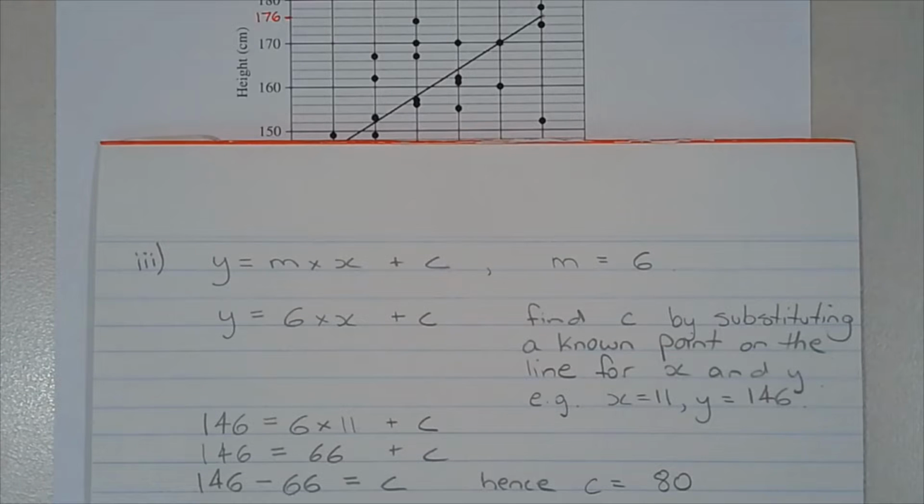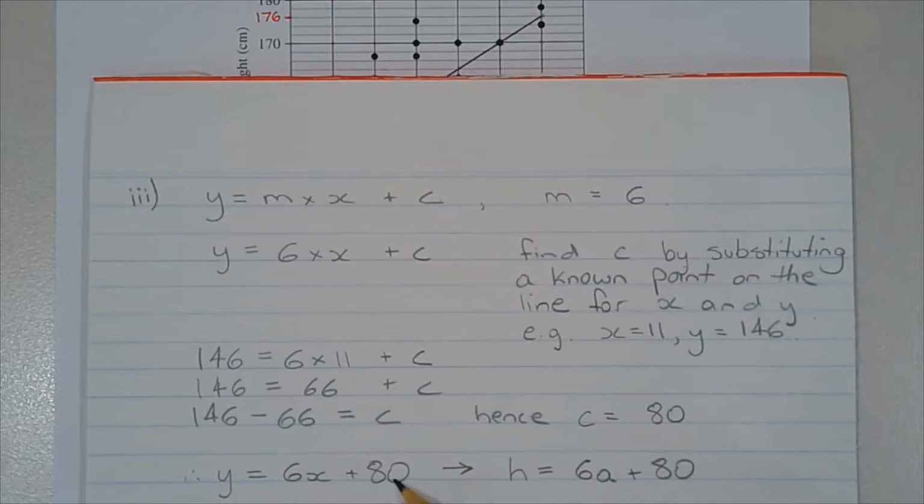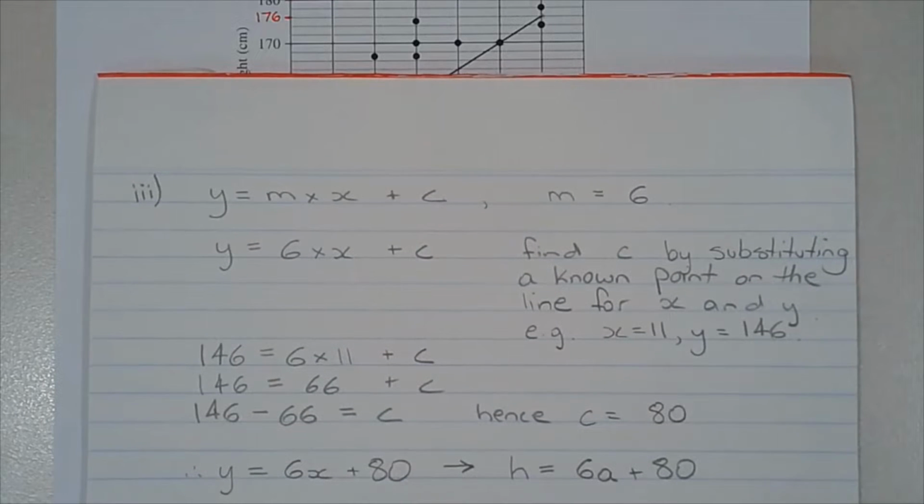So that would correspond to the y-intercept. So therefore, y equals 6x plus 80. But to answer the question fully, we need to use the correct pronumerals. Y represents the height h, and x represents the age a. So h equals 6a plus 80.